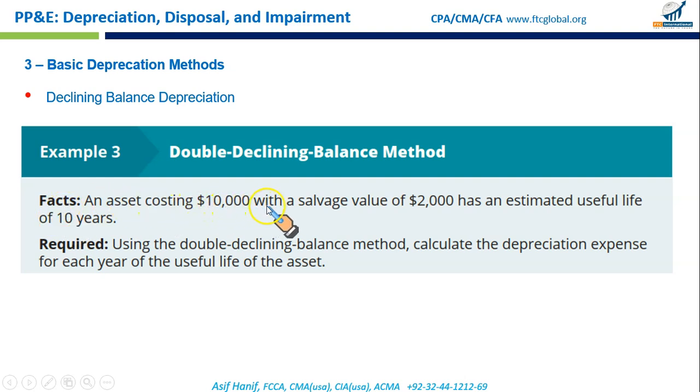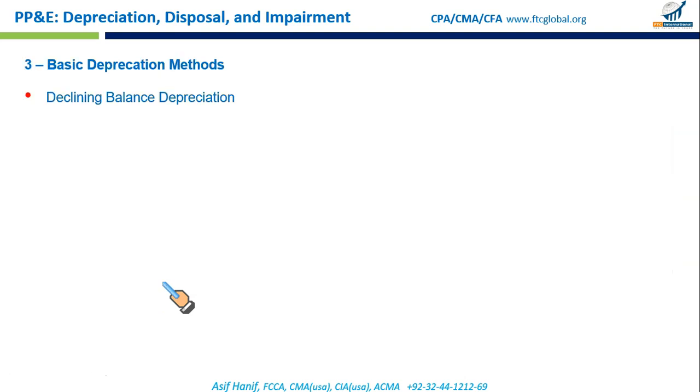An asset costing 10,000 with a salvage value of 2,000 has an estimated useful life of 10 years. Using the double declining balance method, calculate the depreciation expense for each of the years of the asset's useful life. So here we go.